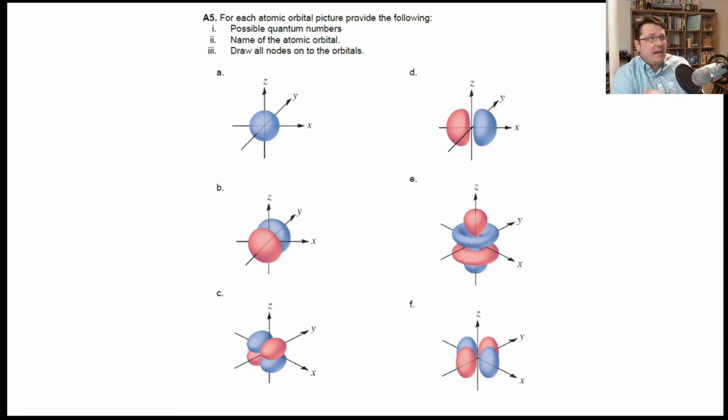Are you looking at the px? Are you looking at the py? Are you looking at the pz? Are you looking at the 3dx squared minus y squared? Are you looking at the 3dxy? Are you looking at the 3dyz? In those cases, you get that by looking at where the lobes lie, the directionality. And from there, you can figure out essentially what the ML values are.